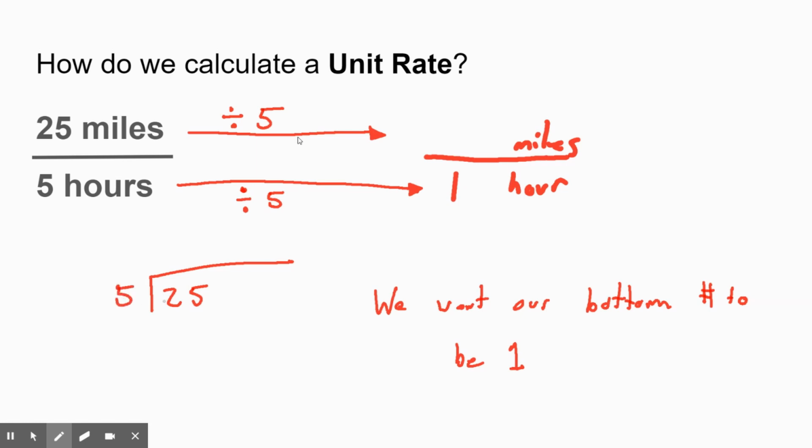So, how many times does 5 go into 2? It doesn't, so we put a 0 there. Then we look at 25. How many times does 5 go into 25? It goes in 5 times. 5 times 5 is 25. We subtract, we get a 0 here. So our answer would be 5 miles. So our unit rate is 5 miles for 1 hour. Pause the video, write this down.